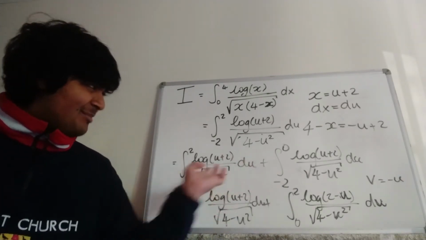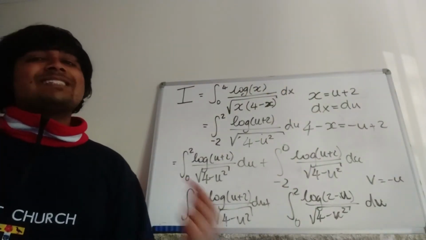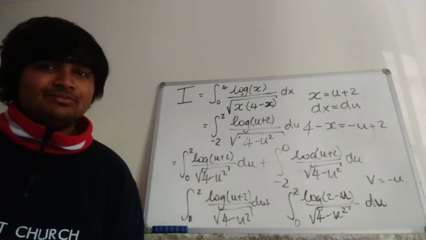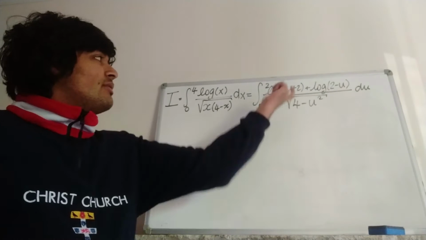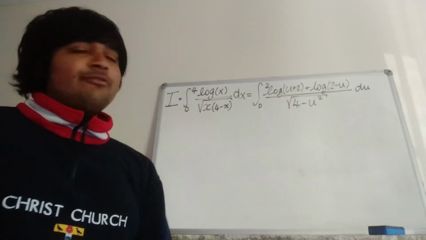I would write it all out, but there's no space, so I'll bring it to the top of the whiteboard, and we'll continue with our second big u substitution in order to solve this integral. Okay, so we just showed that I can be expressed this way here: the integral from 0 to 2 of log of u plus 2 plus the log of 2 minus u, divided by the square root of 4 minus u squared.